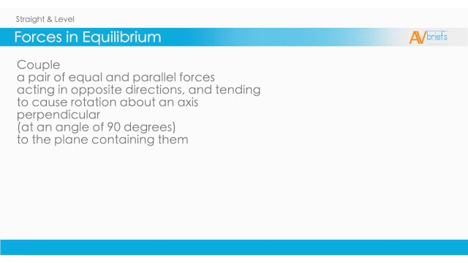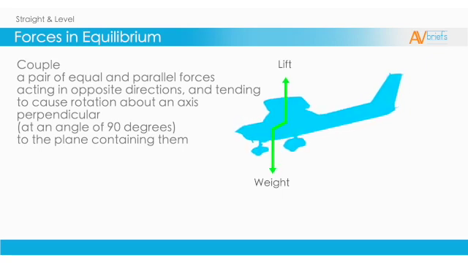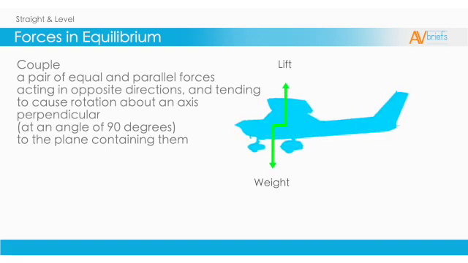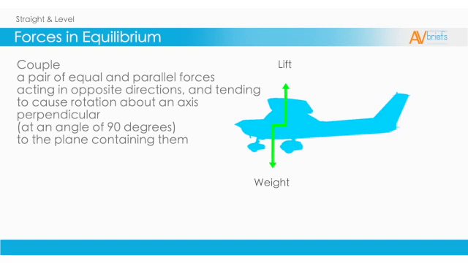We have lift and weight, which are equal and parallel forces. They tend to cause rotation around the lateral axis. This is at 90 degrees to the plane containing them, which is the normal axis. You can see from the diagram that lift and weight are joined, and when either are increased or decreased in strength, it will have a direct effect on the other.